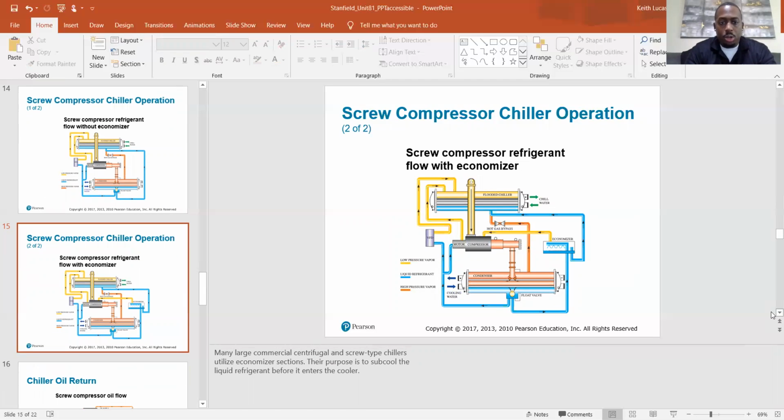So many large commercial centrifugal and screw type chillers utilize economizer sections. Their purpose is to subcool the liquid refrigerant before it enters the cooler.